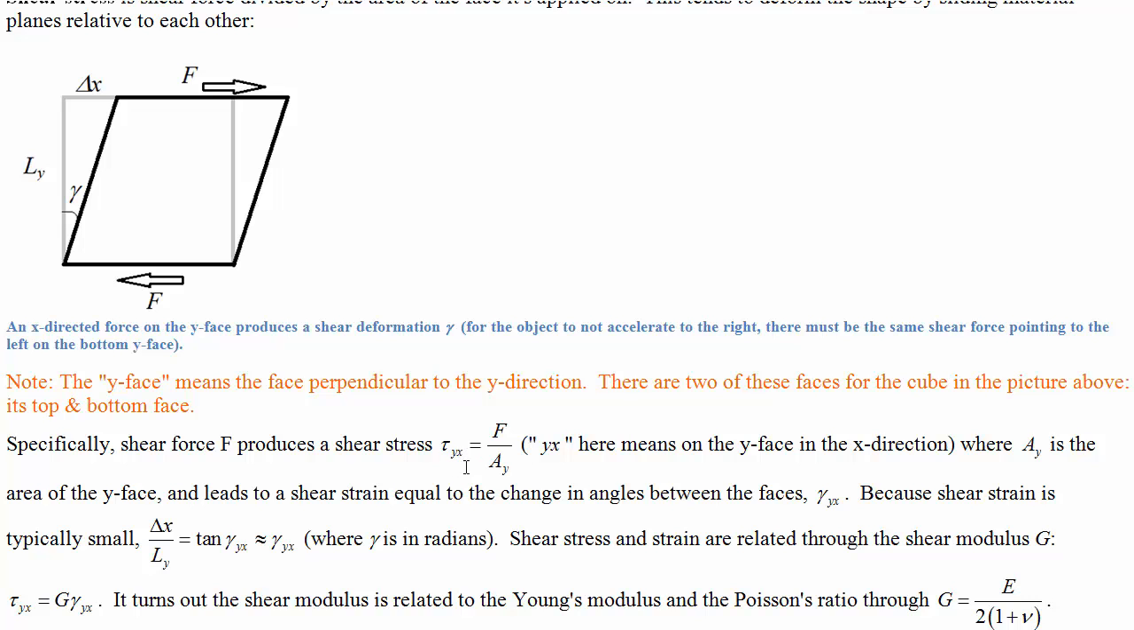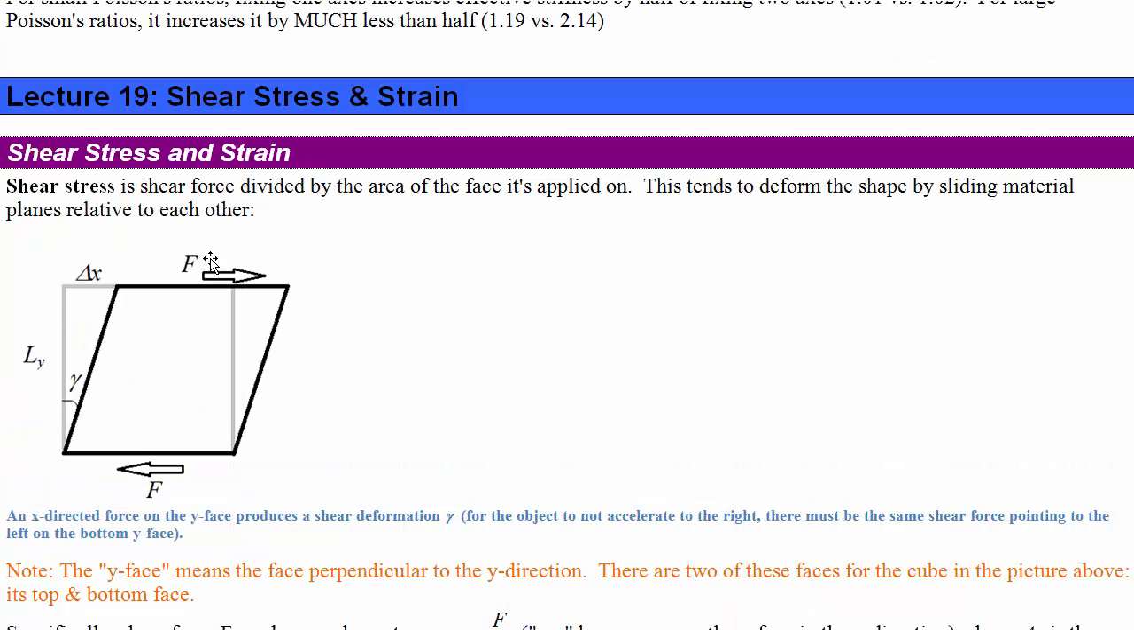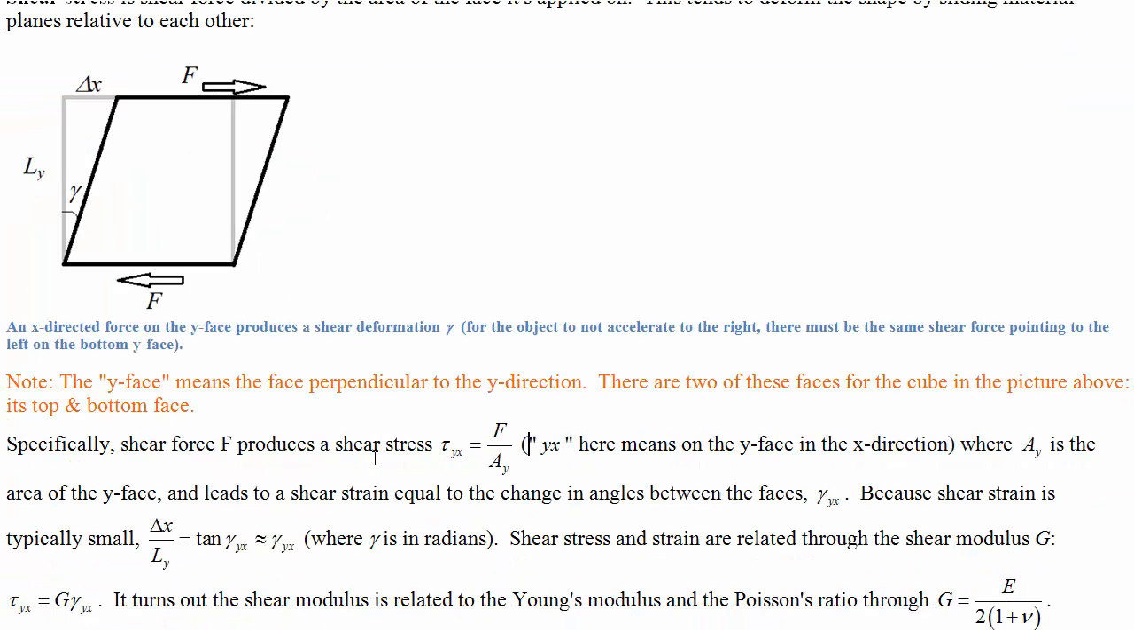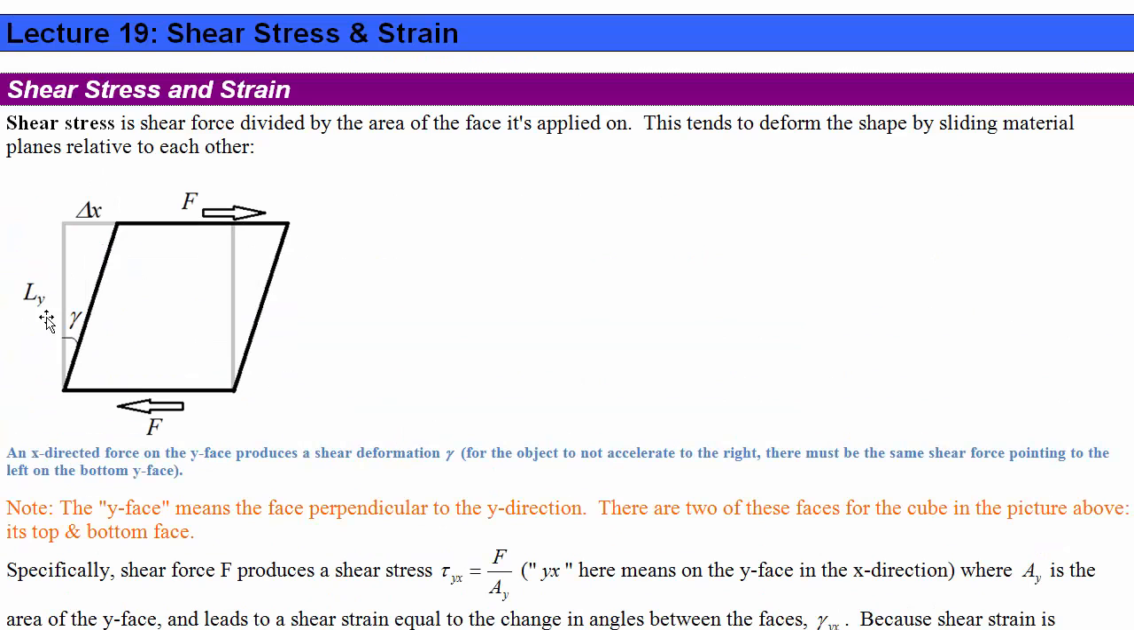Tau yx means the shear stress on the y face in the x direction, and the y face means the face perpendicular to y. So imagine that there's x going horizontally, y vertically, and z is out of the page here. Then this tau yx would be up here in the x direction. And we've also got that looking at the angle here. So this angle in radians really is the shear strain.